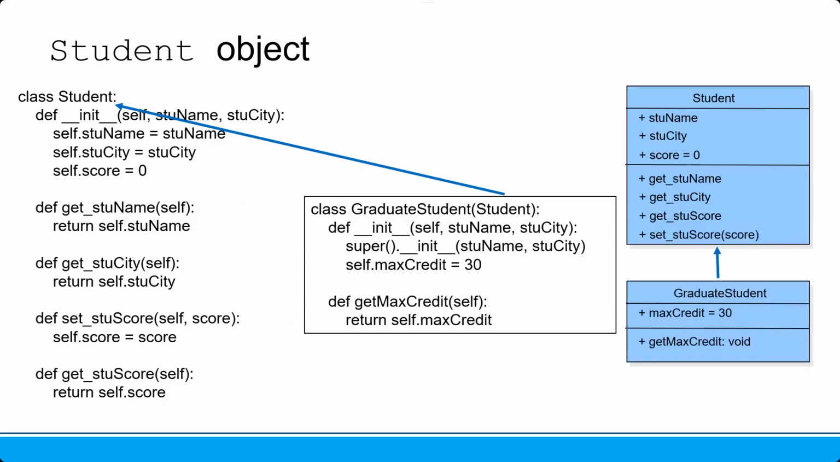Now let's see this example about student. If you still remember the student class that we created before, at the time we had the student name, the student city, and the score. And we have some functions: get student name, get student city, get student score, and then set student score.